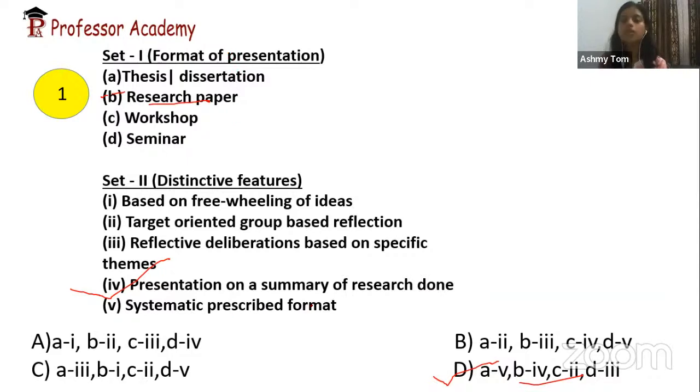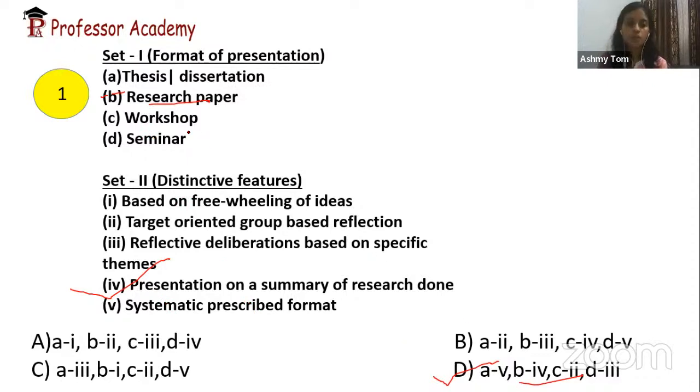We all have done the thesis or dissertations during our MA classes. So we are very sure that we have a prescribed format for it. Even for research paper, we have a prescribed format, but it is not all about the summary of a research done when it comes to the thesis or dissertation. So it should be followed in a prescribed format. So A will be 5 for sure. Then B4 we have already seen.